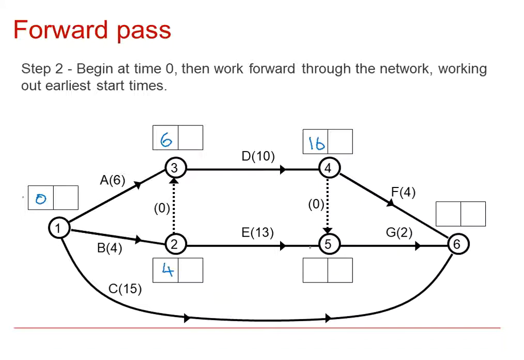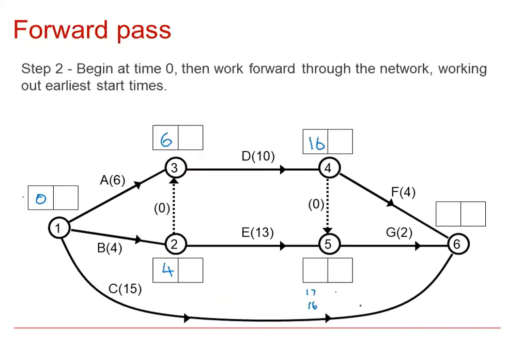Event 5 is the completion of E, but also because of the dummy we need to have completed D. So the earliest that event 5 can happen, it's either the beginning of E, which is 4 plus its duration 13, so I'll just write that underneath so we can remember it. So it's either 17, or in order to have completed D we can bring 16 down this dummy, which will give me an earliest event time of 16.